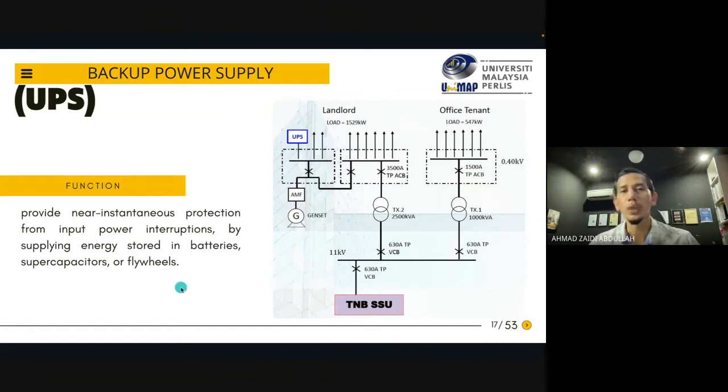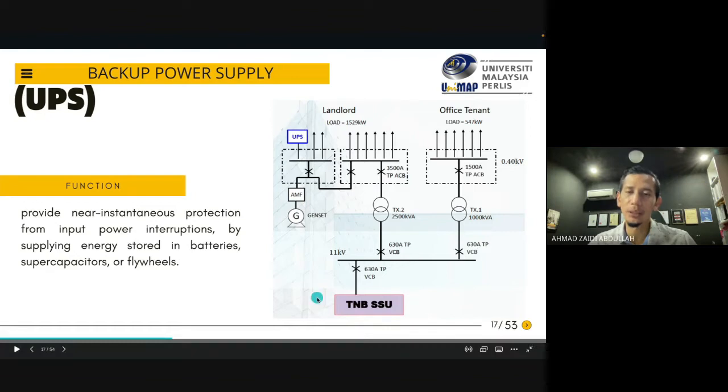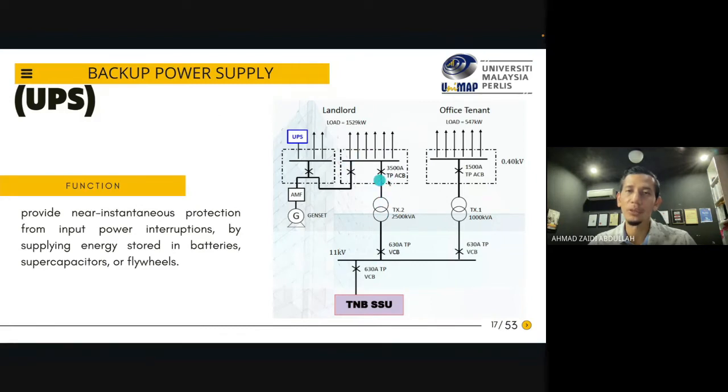So this is a sample of the connection of the UPS. Let's say this is the TNB or main supply, and then we have the transformer, and then this is your MSB. How to connect the UPS? The UPS is connected at the load side. The outgoing, let's say you connect this one to DB and so on, as you draw in your schematic.